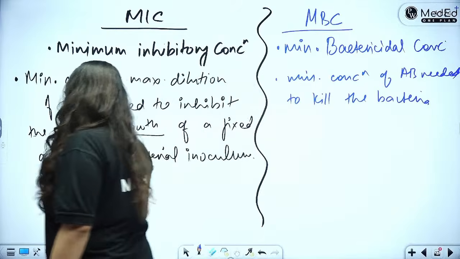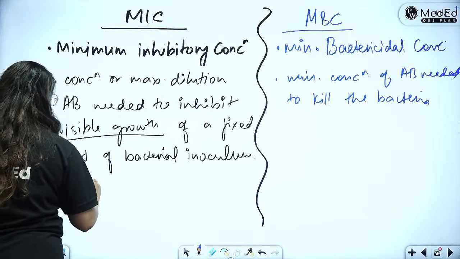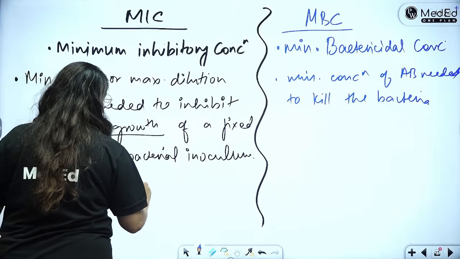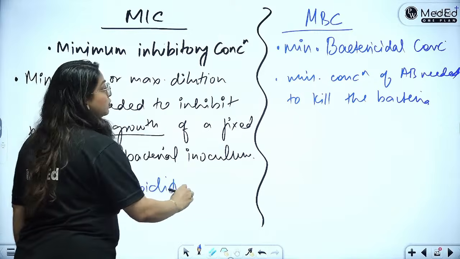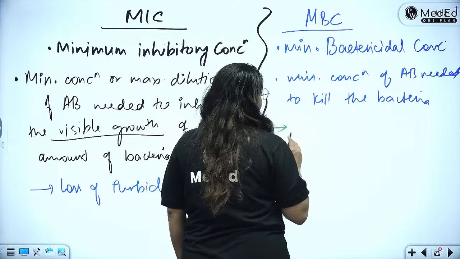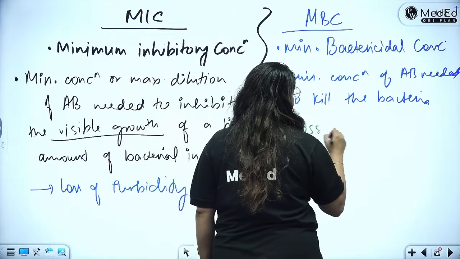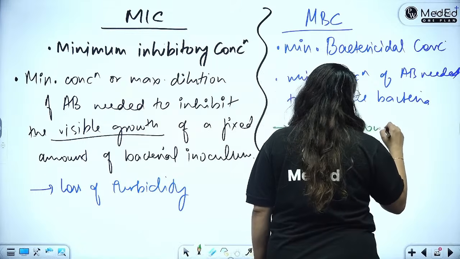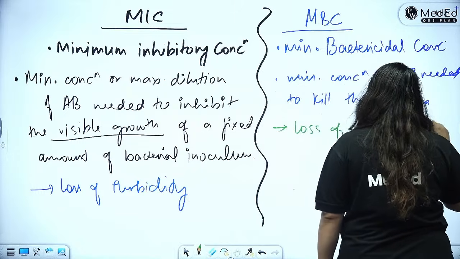MIC is seen as loss of turbidity in the test tube. Loss of turbidity or clearing inside the test tube. Whereas MBC is seen as loss of growth upon subculture.